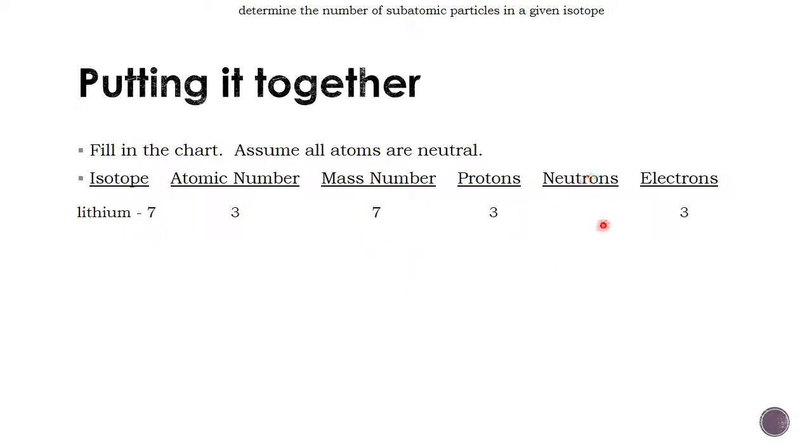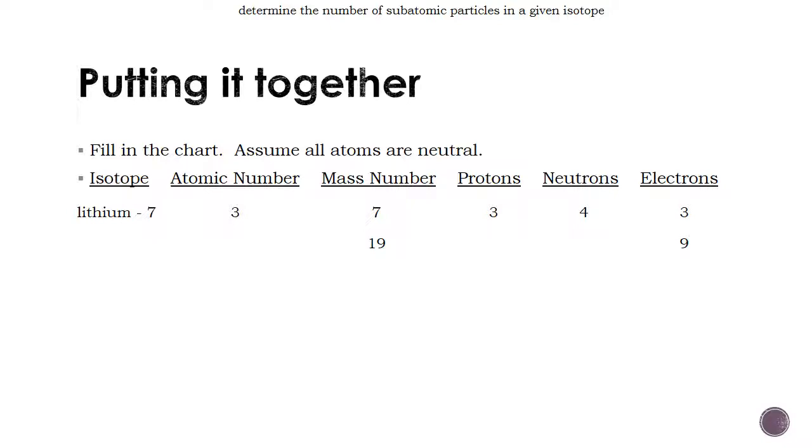And then the neutrons. Recall that the protons added together with the neutrons must equal the mass number, because that's what a mass number is. So ask yourself, how would I get the number of neutrons? Of course, that would be simply subtracting my number of protons from my mass number. So 7 minus 3 is 4. So I would have 4 neutrons in this atom. Let's take a look at another one.